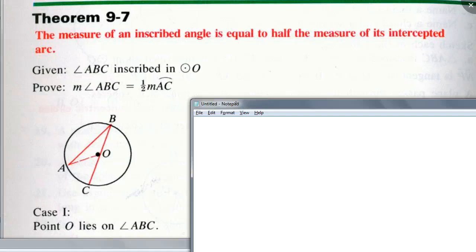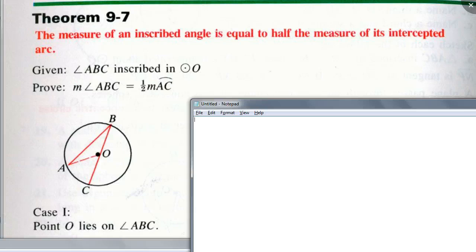So the measure of an inscribed angle. In this picture, what is the inscribed angle? Angle ABC. Yeah. Remember, we just defined it. Inscribed angle: its vertex is on the circle, and then you have the 2 chords here, right? Does that make sense? So that's what makes an inscribed angle. So angle ABC. What are they saying? What is this angle equal to?